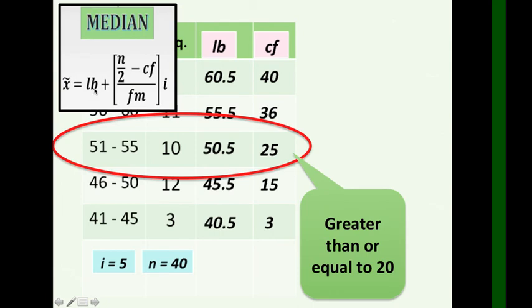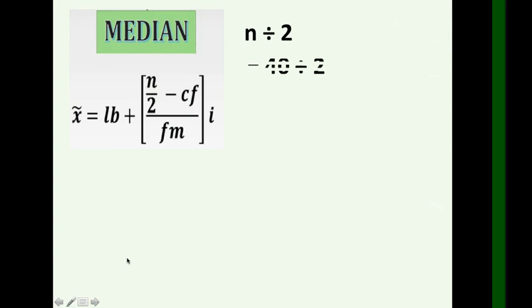Now, for the lower boundary, our lower boundary is 50.5. That will be the number that we put here in our formula. N divided by 2 is 20 based on our computation a while ago. For the less than CF, the less than of 25 is 15, so 15 will be the number here. For the frequency of the median class, we have 10. And for the I, we have 5. Simple as that. So we will put them in the formula.